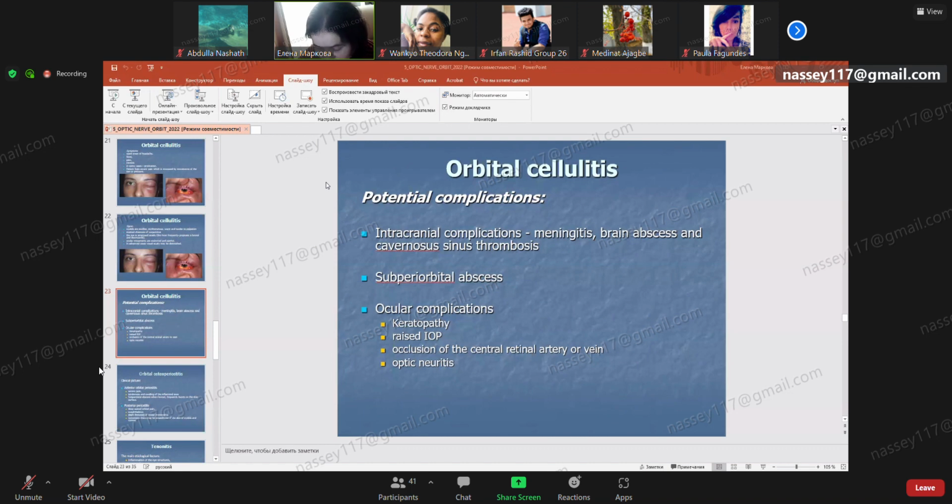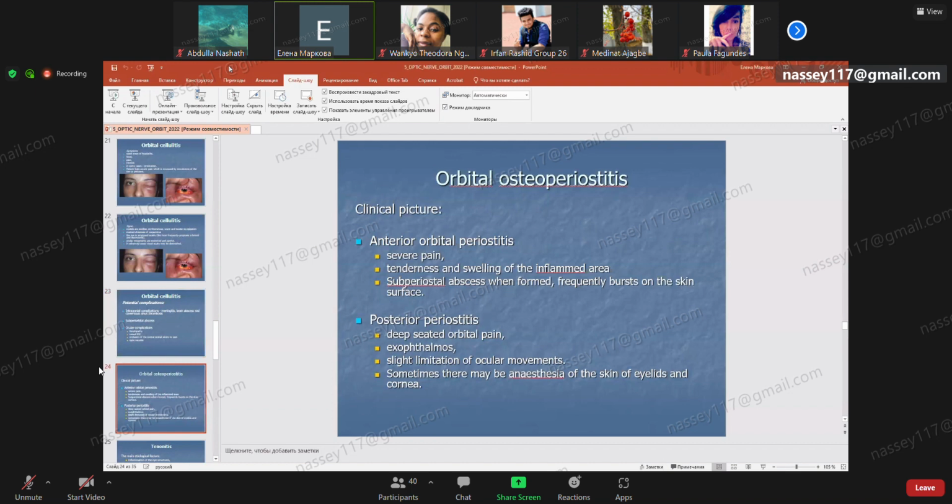Other types of acute orbital inflammation are orbital osteoperiostitis and tendonitis. Let's talk about orbital osteoperiostitis. What does it mean? Orbital osteoperiostitis is an inflammation of the periorbital region. It may involve the surrounding bones. It may result from injuries or as an extension of infection from the surrounding structures, similar to orbital cellulitis.